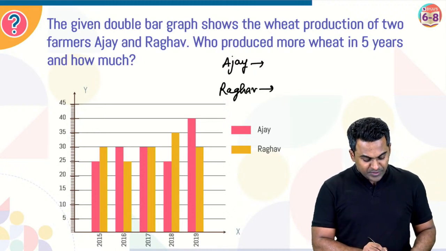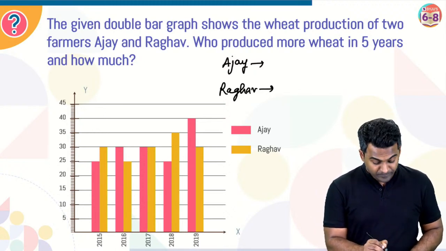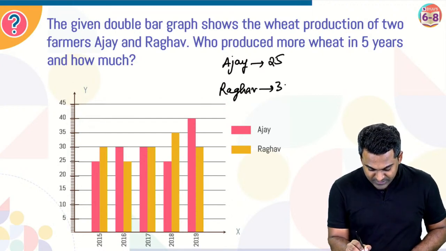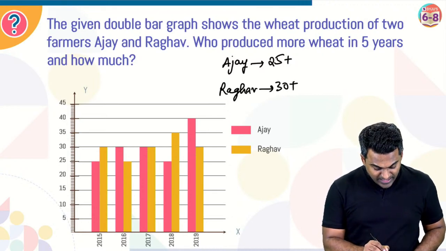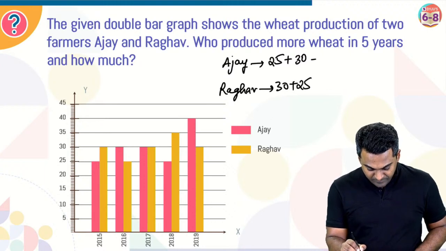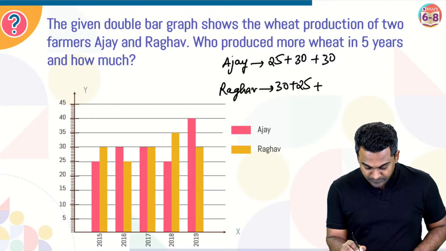Like for the year 2015, Ajay produced how much? 25. And Raghav produced 30. So this is 25, this is 30. For the year 2016, Ajay produced 30 and then Raghav produced 25. 2017, both produced the same amount of 30.